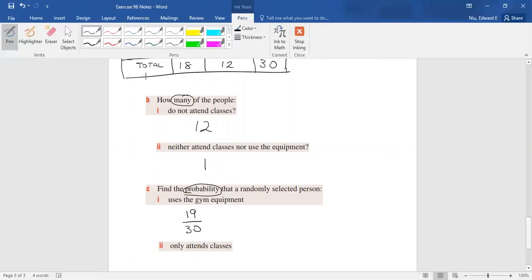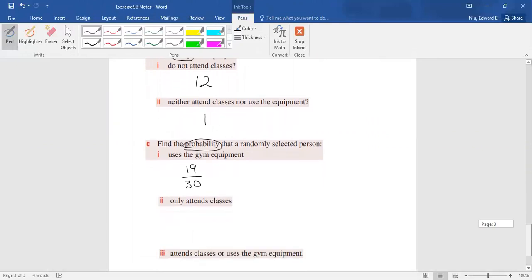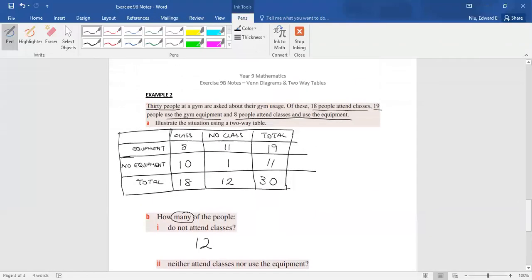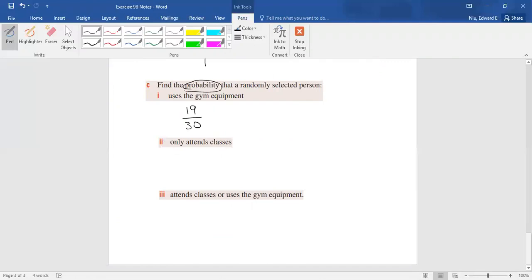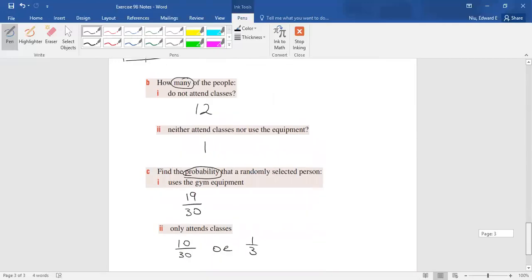What's the probability that a randomly selected person only attends class? So the people who only attend class. So class, but no equipment, so it'll be this square here, which would be 10 out of 30. Now, this could also be known as 1 out of 3. So you've got a 1 in 3 chance of finding someone who just goes to the gym for the classes.